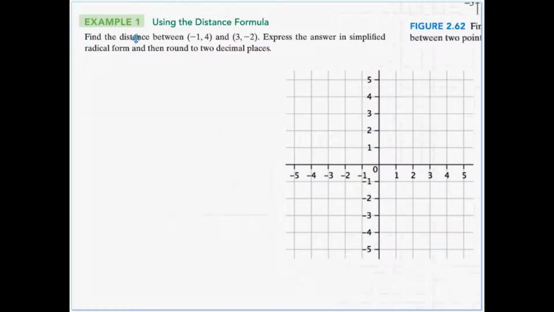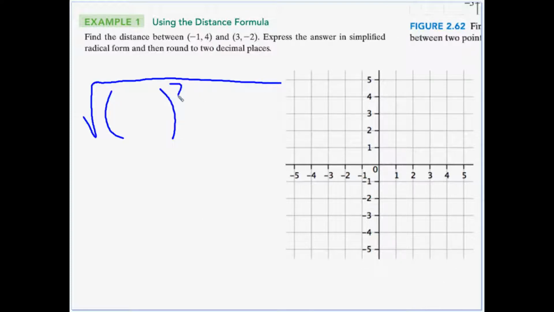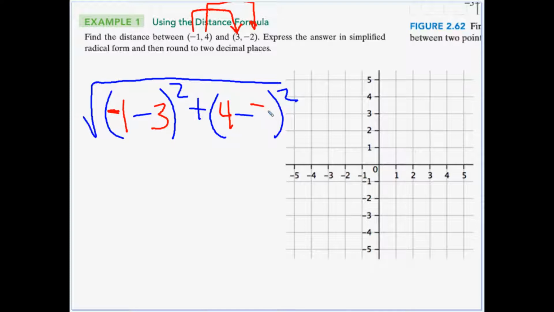Example 1. Find the distance between these points. Now, I'm going to put a big old radical here, and I'm going to subtract my x's and square it, and I'm going to add to that my subtraction of my y values and square it. So here I got this all set up, and I've just left everything blank where the numbers go, and I'm going to put them in there left to right. So I'm going to put in the -1 and then the 3. That's a -1 minus 3. And then 4 minus -2. 4 and then minus a -2.